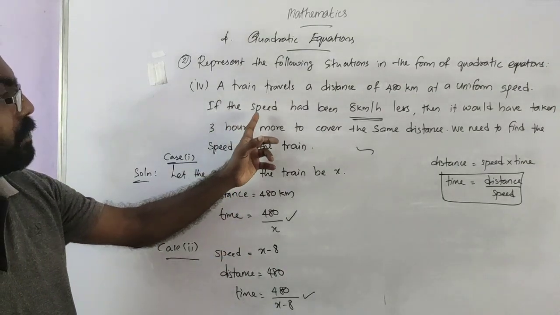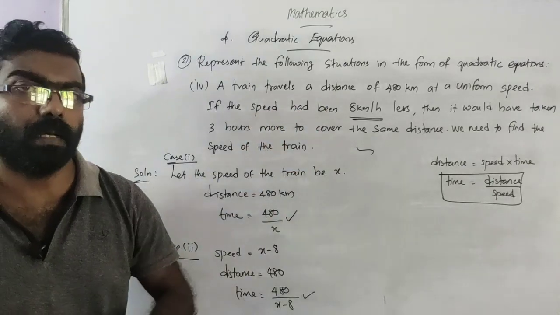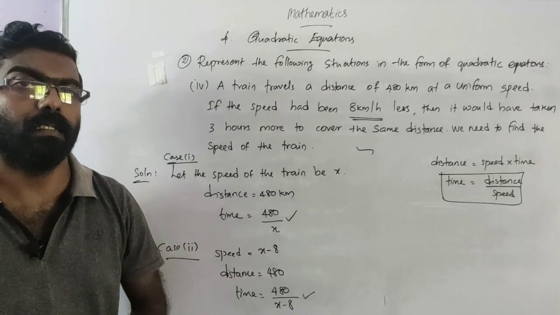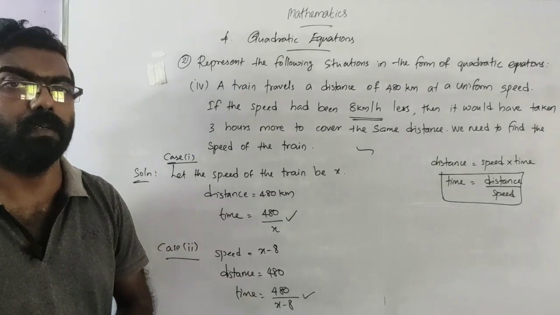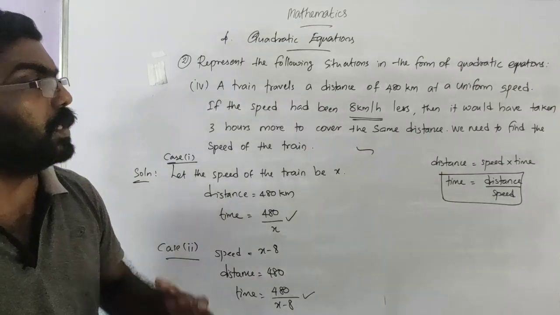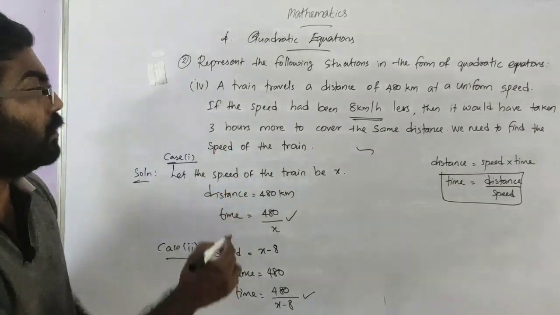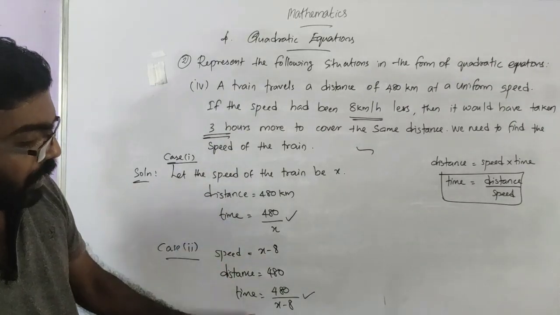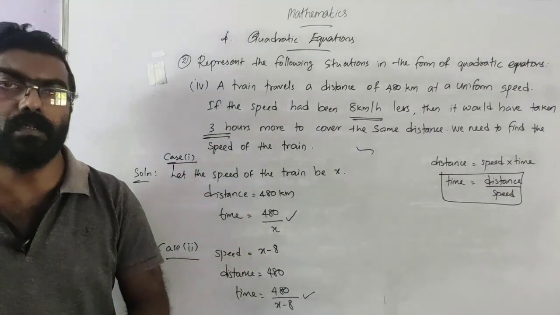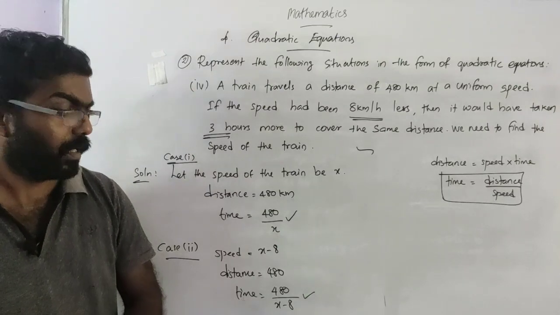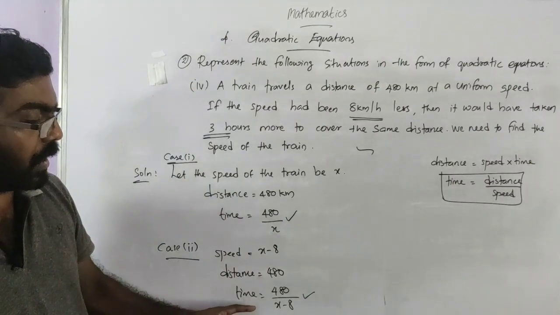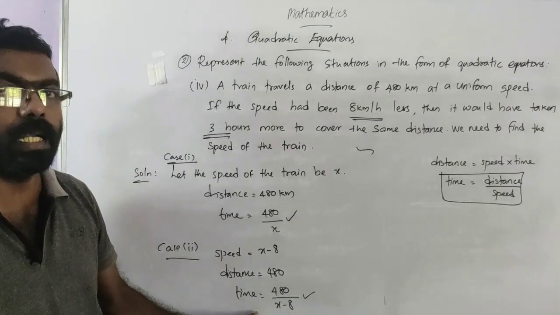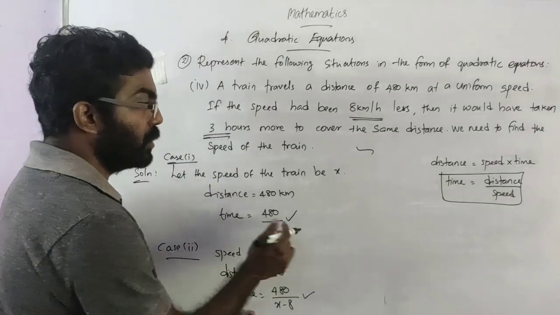And what's the situation? If the speed had been 8 km per hour less, speed decreases, what happened to time? Time increases. If the speed is less, time is more, to cover the same distance. Then it would have taken 3 hours more to cover the same distance. So the difference between these two times will be 3 hours. Is it clear? Here the second situation, speed is less. Speed is less means time is more. So this one is the larger one while comparing to the first time.